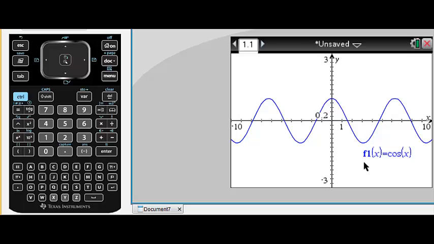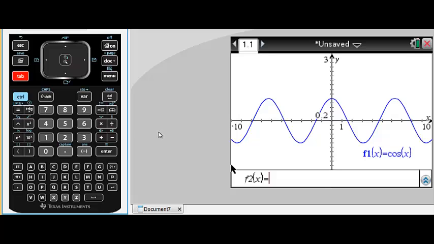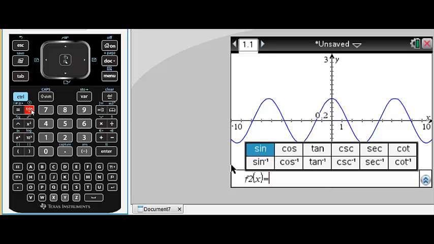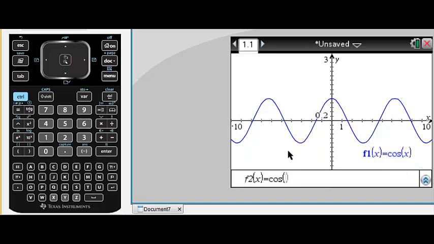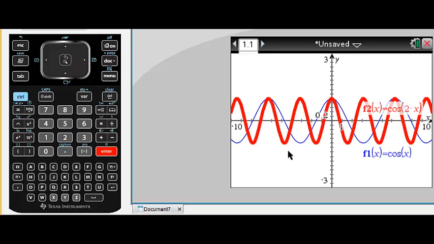Okay, so there's my cosine curve. Now let's draw the graph of y equals cos 2x. So cos of 2x, and I press enter, and I've got something like this. So what is happening to the graph? Well, you can see that it's been squished a little bit, okay? And what's happened here is we've changed the period of the graph.